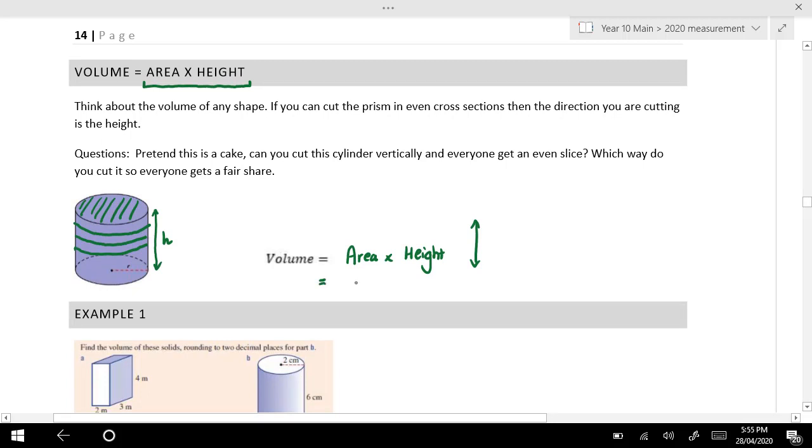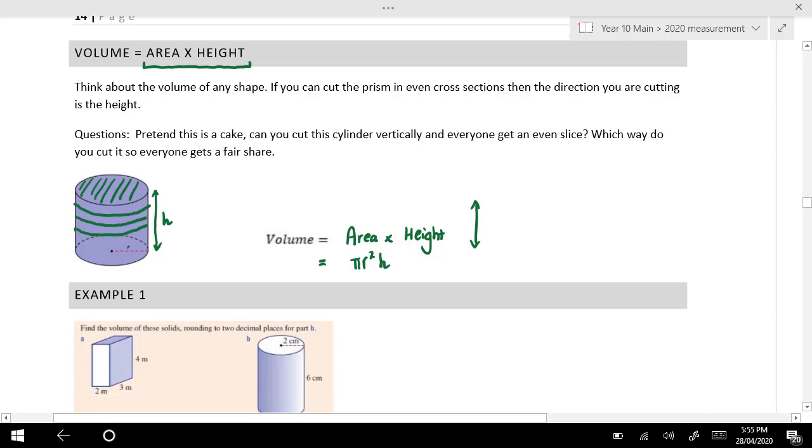The area of a circle is pi r squared. And of course the height is just the height. So that is the volume of a cylinder, and that's just an example of a prism. For a cylinder, the volume is pi r squared times height.